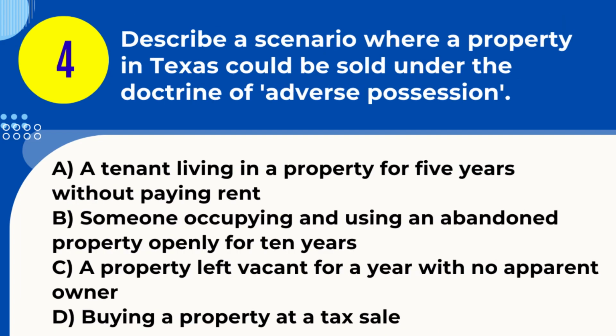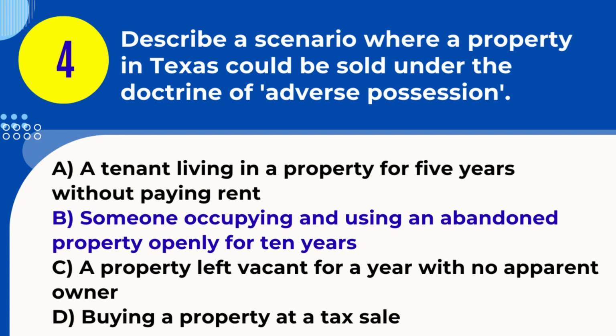Question 4. Describe a scenario where a property in Texas could be sold under the doctrine of adverse possession. A. A tenant living in a property for 5 years without paying rent. B. Someone occupying and using an abandoned property openly for 10 years. C. A property left vacant for a year with no apparent owner. D. Buying a property at a tax sale.